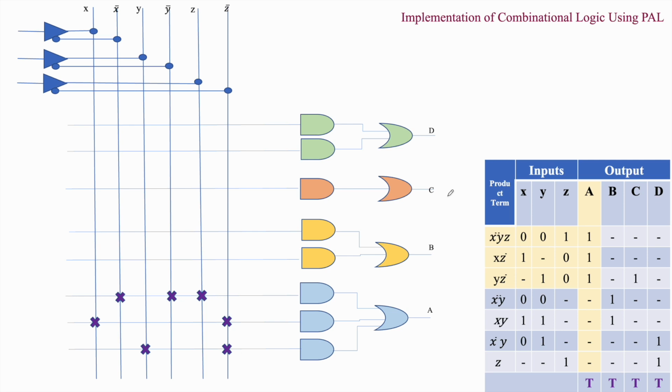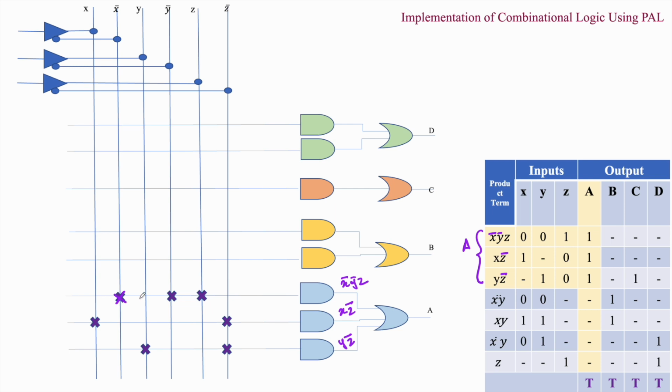So, we know that the OR structures are already programmed. Only AND structures can be programmed. So, right now we have product terms x bar, y bar and z, x, z bar and y, z bar. These three together give us the output A. So, for output A, we need three product terms: x bar, y bar, z, x, z bar and y, z bar. So, we need three AND gates.